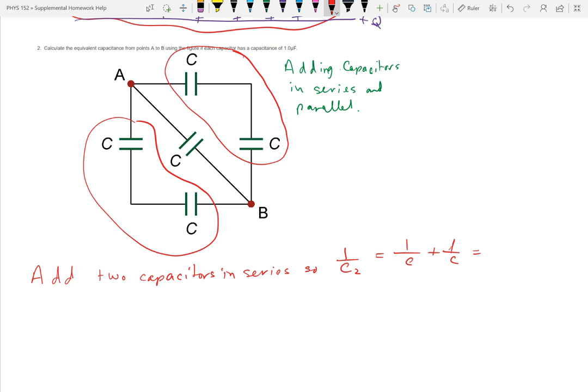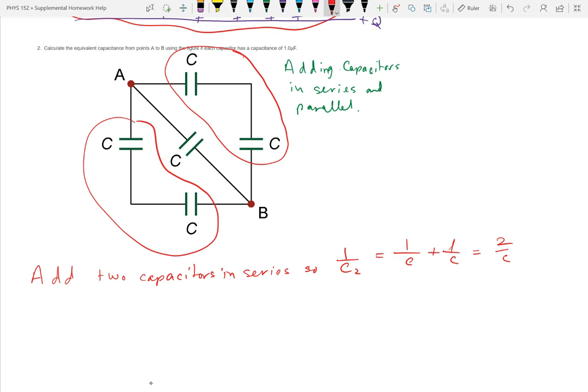I have 1 over C and 1 over C. They're exactly the same thing. 1 over C? No. A plus A is not A. What's A plus A? 2A. So what's 1 over C plus 1 over C? 2 over C. Yeah.